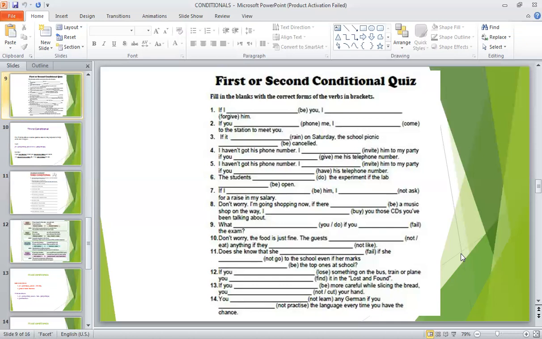If you phone me, I come to the station to meet you. This is possible. If you phone me, I'll come. So if you phone me, I'll come to the station to meet you.